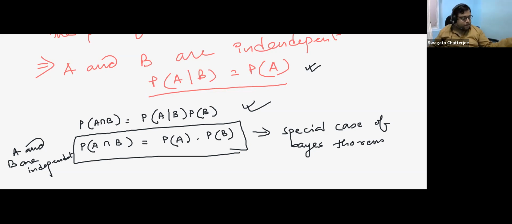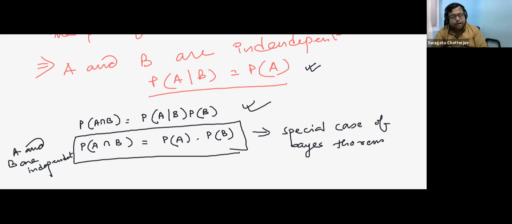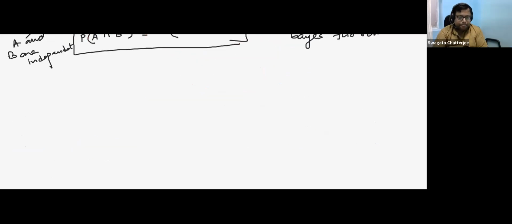Fair enough. Any question up to this point? So these are some of the basic statistics and probability rules we have studied in the past. I'm just giving a recap.